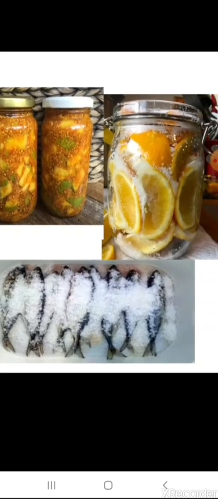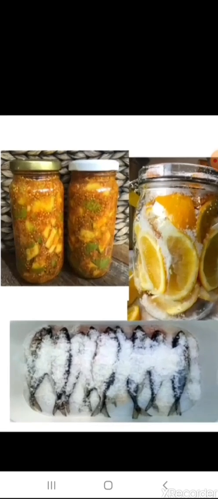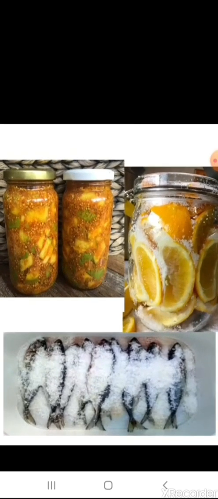Fourth one is salting. See, salting, putting salt. It means preserving the food with dry edible salt. It is also an oldest method, and it keeps food healthy and fresh for various days, like pickles, fish, fruits, etc.